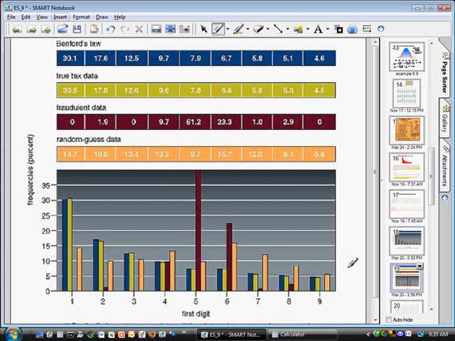This person seemed, in fact, interesting. I don't know why they were so heavy on 5 and 6, but notice they have almost no ones. And of course, that should be the most common.